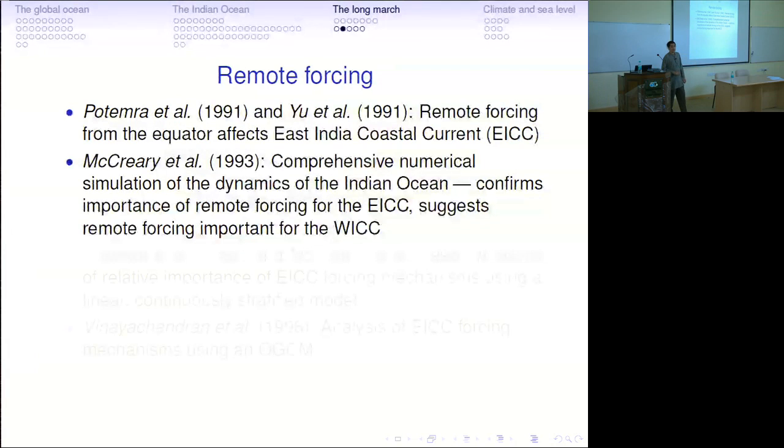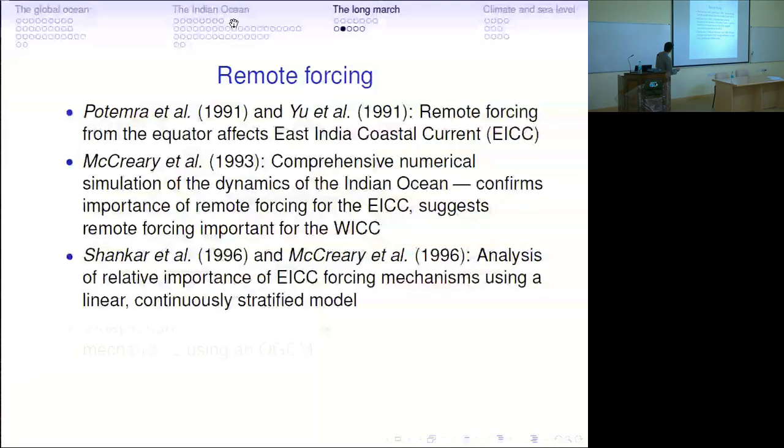This model didn't have salinity in it, but they still got the West India Coastal Current going against the wind during winter. Just like the dynamical model I told you of earlier, but that comes much after McCreary's 93 paper, which implies that you don't need that alongshore salinity gradient. That explanation is okay, but you don't need salinity. Even without salinity, you can get the West India Coastal Current to go against the wind in winter.